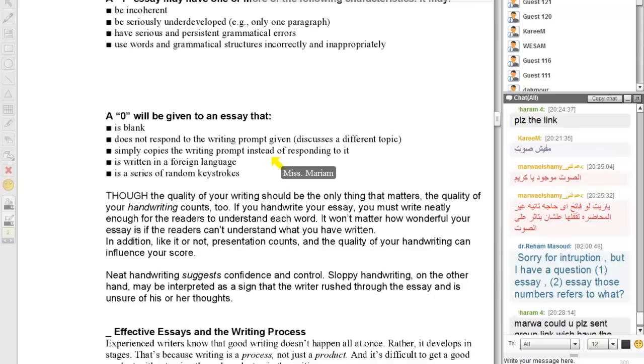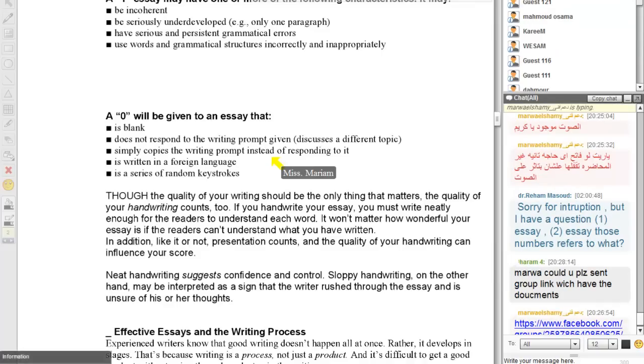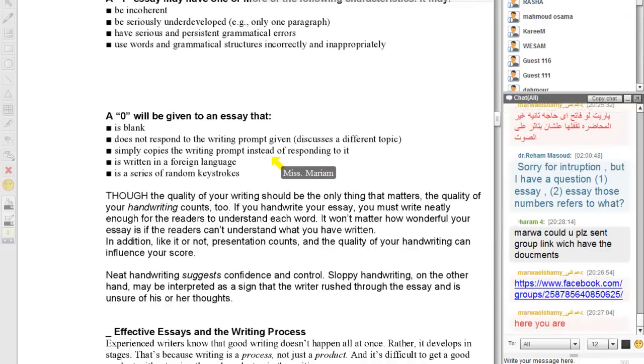One essay, two essay, those numbers refer to what? Oh, okay. One is the score that you get out of 6. If your score is 6, then your essay is perfect. Okay?